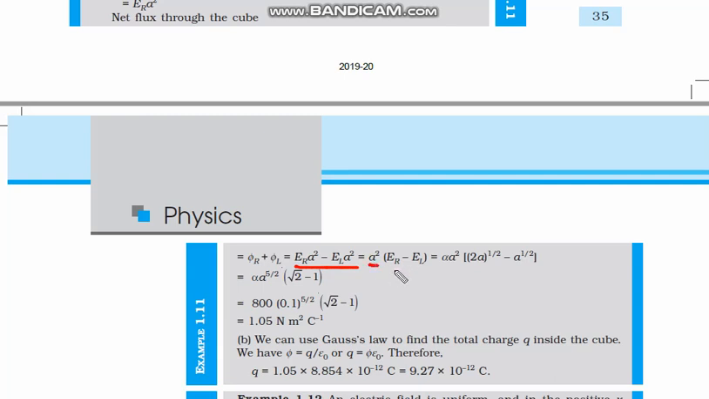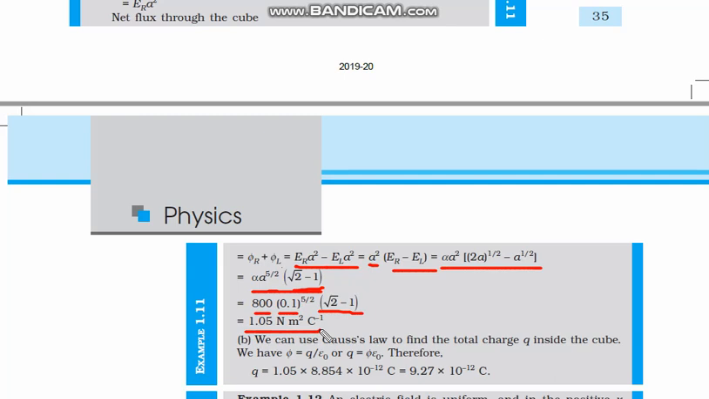So a square is common, ER minus EL, and this alpha is also common. And when we put the value for the right side, this is 2a to the power half, and this is minus a to the power half. So when we calculate, this is alpha a to the power 5 by 2, we took a also common, and root 2 minus 1 is remaining. Putting the value of alpha 800, a value of a is 0.1, to the power 5 by 2, root 2 minus 1, this comes as 1.05 Newton meter square per coulomb.